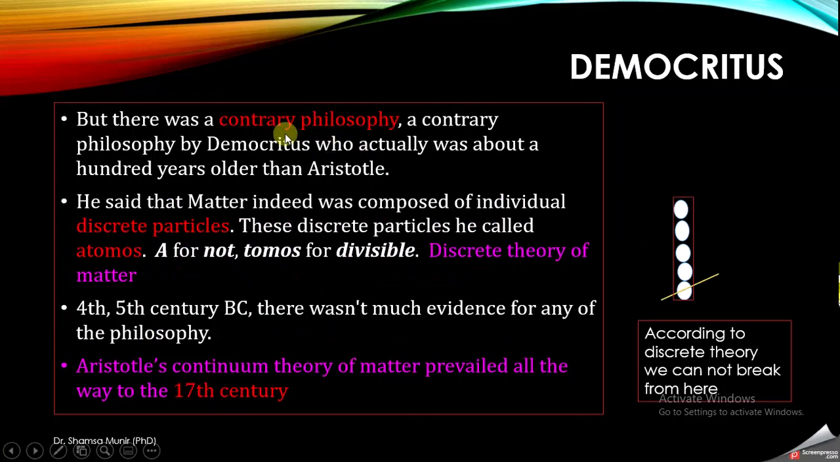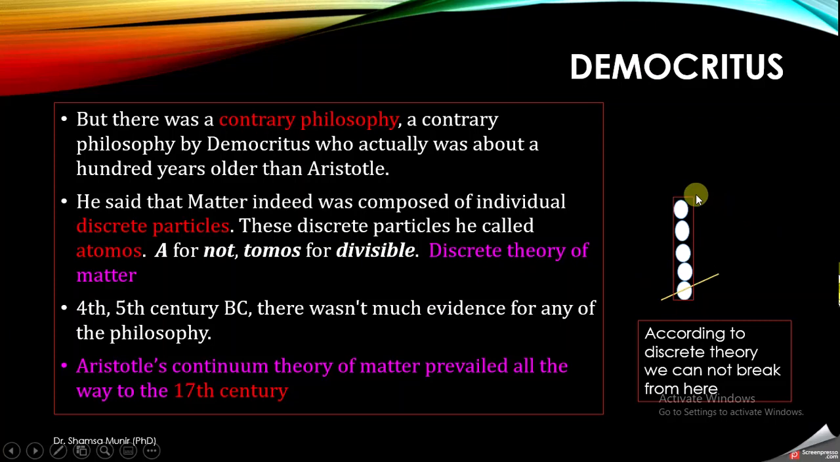On the other hand, there was another theory which is called the discrete theory of matter. This was held by another philosopher called Democritus, who was actually 100 years older than Aristotle. And he said that matter is composed of some smaller units which are called discrete particles, and these discrete particles are called atomos. A means not and tomos means divisible. So this is called the discrete theory of nature.